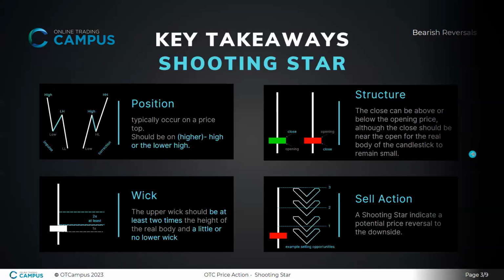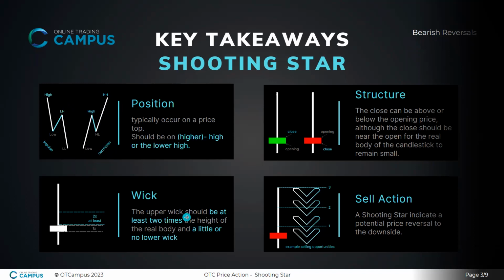Let's go to the key takeaways for this bearish reversal, the shooting star. And here we will start with the position. A position typically occurs at a price top, either on the higher high or the lower high. Remember, it is a bearish reversal. We want to sell, and that means if it occurs on the lower high, then we can trade the impulse. And on an uptrend, it forms on the high or the higher high here. That means we can trade the correction.